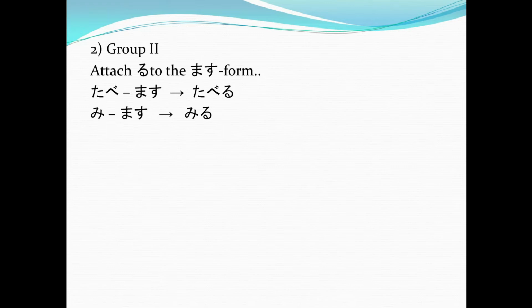And the same goes for all verbs under group 2. Now guys, the verb dictionary form is sometimes called the verb in the ru form. Okay?